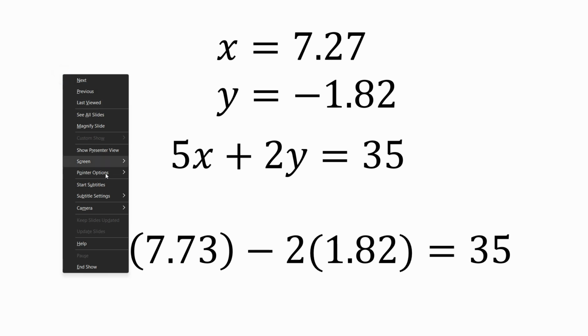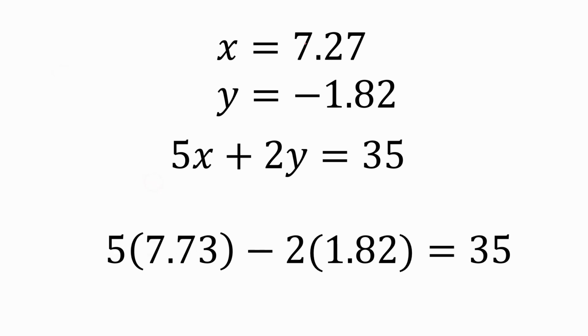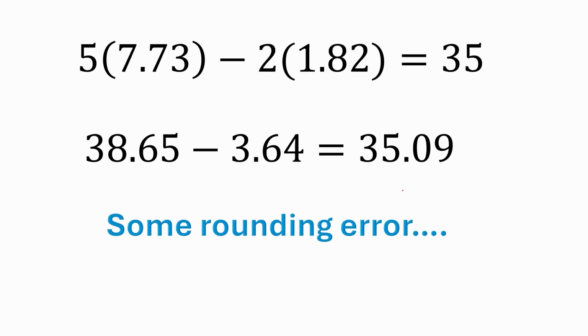7.73. Yeah, this is a mistake up here, isn't it? We already said it's 7.73. I must have copied that wrong. So 5 times 7.73 minus 2 times 1.82 equals 35. When you work that out, there's a little bit of rounding error in what I did, but you do end up with 35.